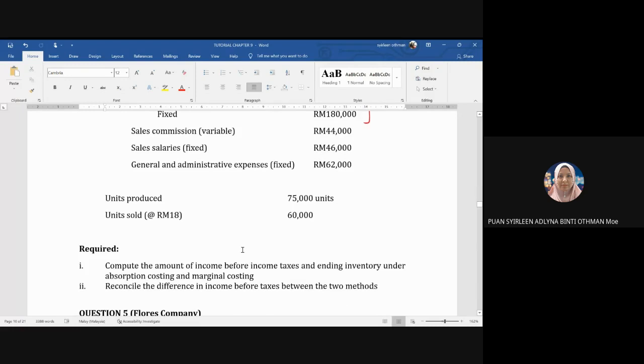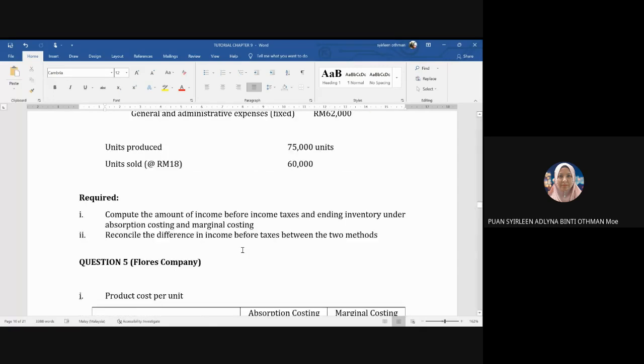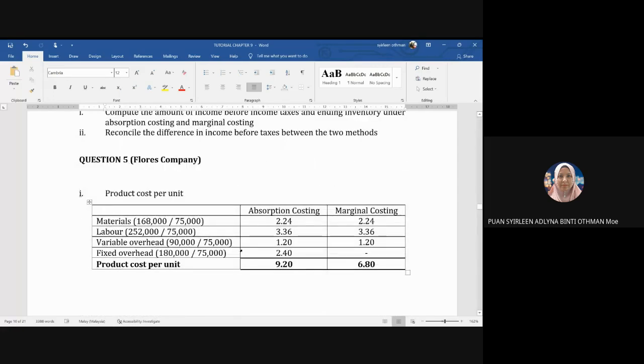So maksudnya dekat sini, okay, your actual dengan your estimated is the same. So bila dua-dua sama sebab you only have one value for your fixed manufacturing overhead and for your variable manufacturing overhead, saya tak perlu buat apa-apa adjustment. Okay, saya hanya terus buat statement. So cost per unit RM9.20 untuk absorption, RM6.80 untuk marginal.